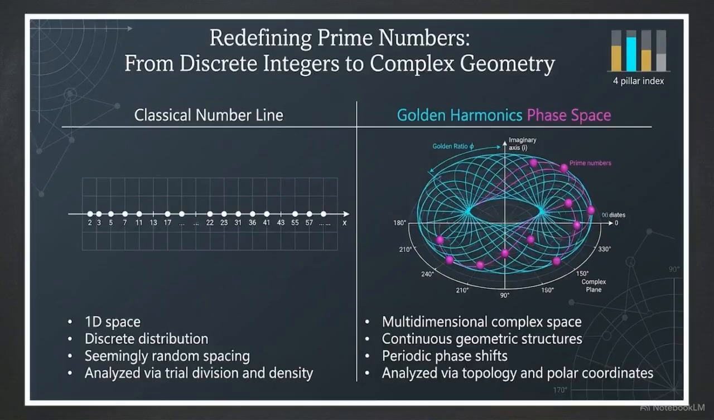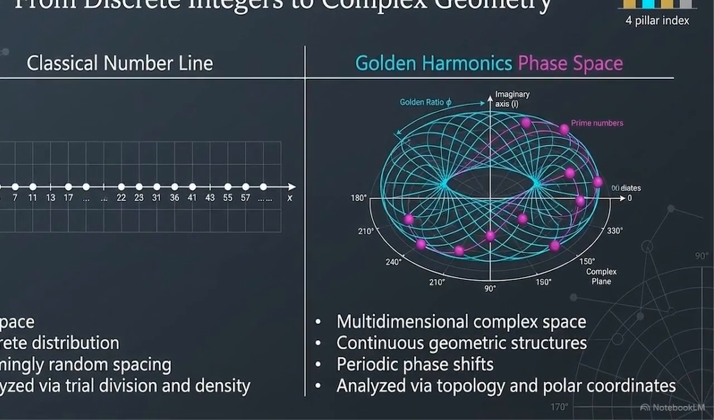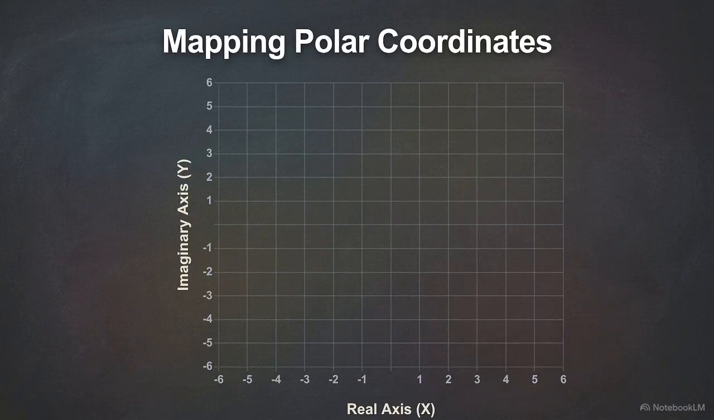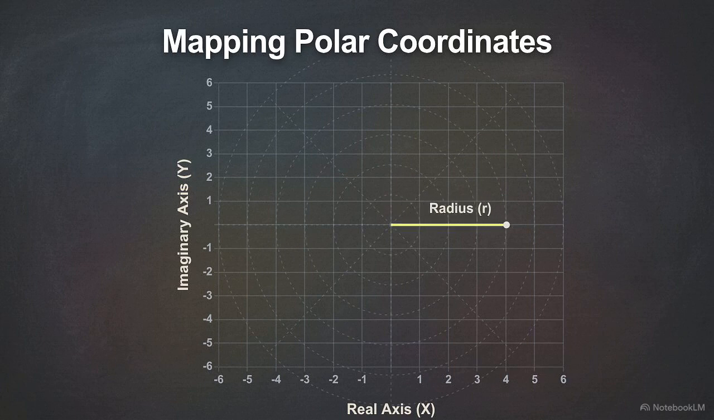This side-by-side comparison shows how we escape that flat line. On the left is classical 1D space. On the right, we use Euler's identity, linking constants of growth and circularity as a rotational engine to map primes into a two-dimensional golden harmonics phase space. Instead of moving rigidly left to right, we plot numbers like targets on a radar screen.